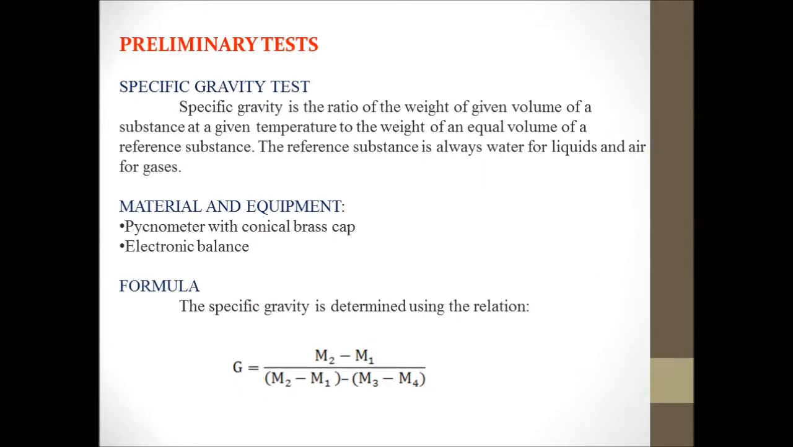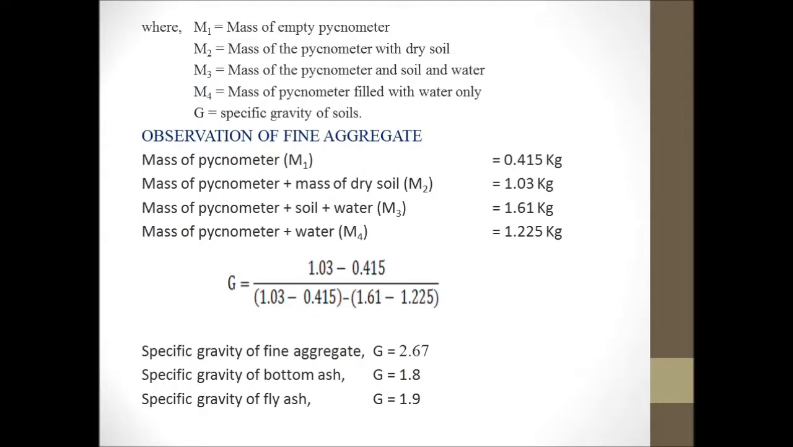Preliminary tests. Specific gravity tests have been conducted. This is the formula for the specific gravity test. The specific gravity experiment has been conducted and the values have been substituted in the formula. Specific gravity of fine aggregate is 2.67, bottom ash is 1.8 and fly ash is 1.9.